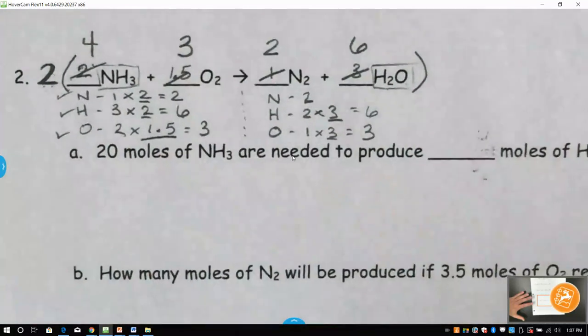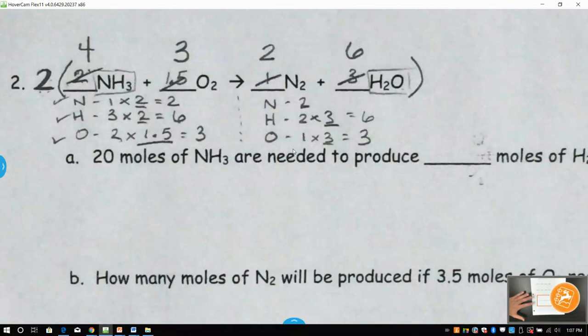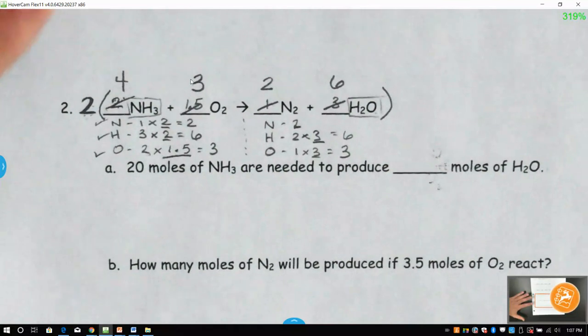Obviously, two times one. 0.5. Okay, and now I got it. So now we have our balanced equation. Now you can do these problems.